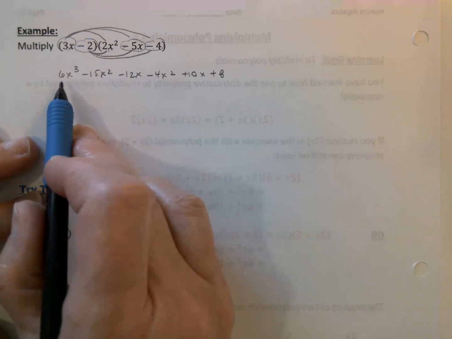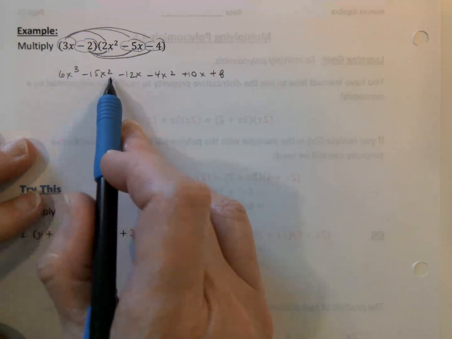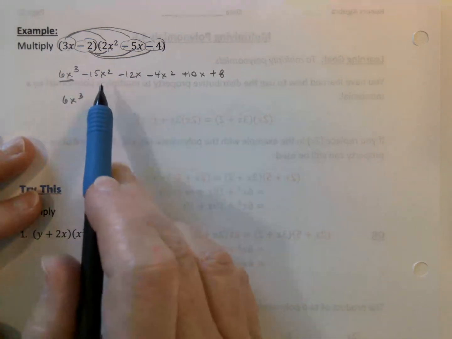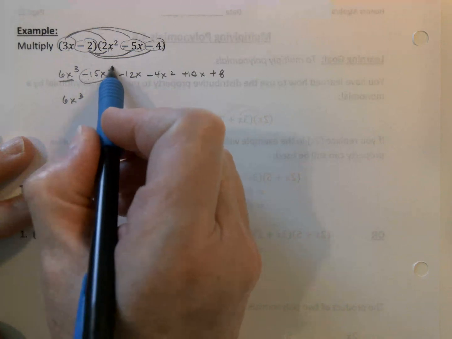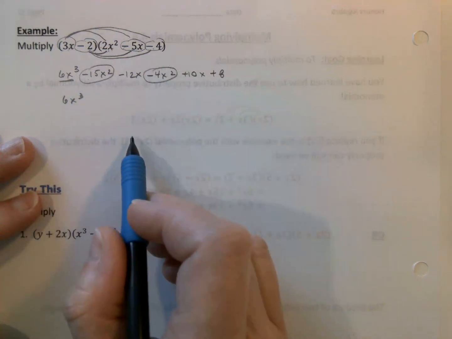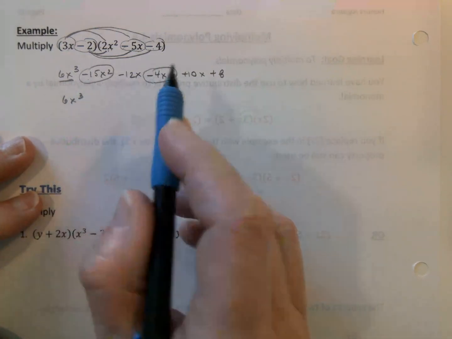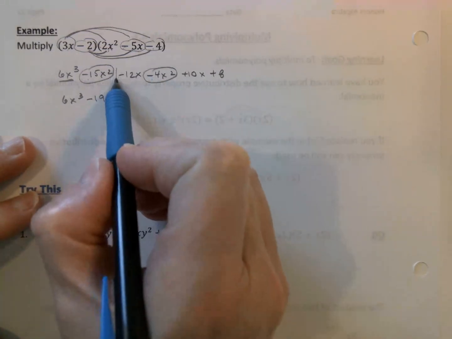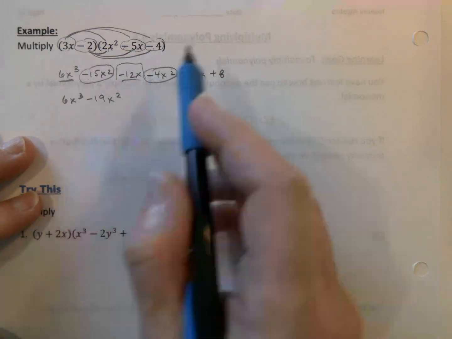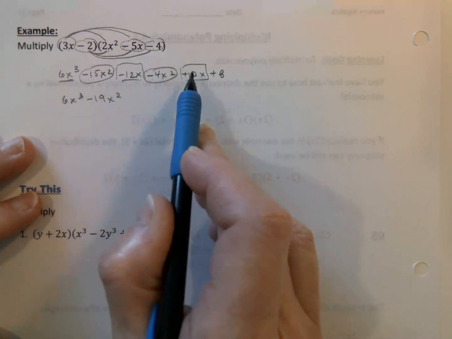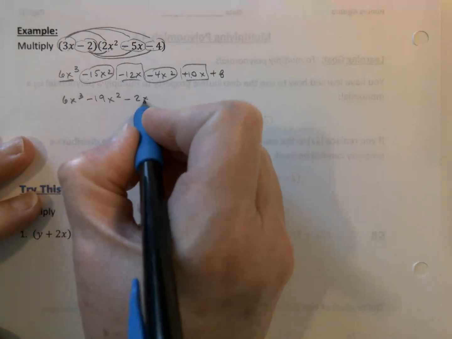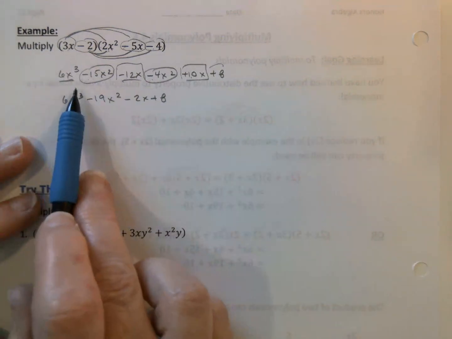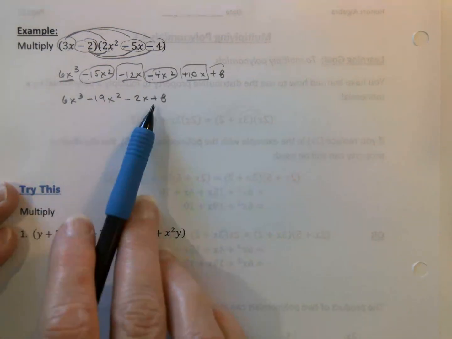Now I need to look for like terms. This is an x cubed. I do not have any other x cubes, so I'm just going to underline that one. Here I have x squared, and here's an x squared. I can add those. -15 and -4 are -19, so that's -19x squared. Here I have an x, and here I have an x. -12 and positive 10 gives me -2x, and I'm just left with this positive 8 at the end. So this is the whole thing multiplied and then simplified.